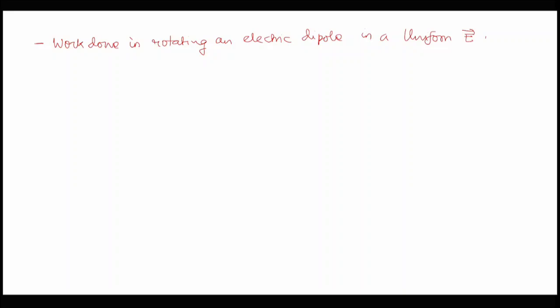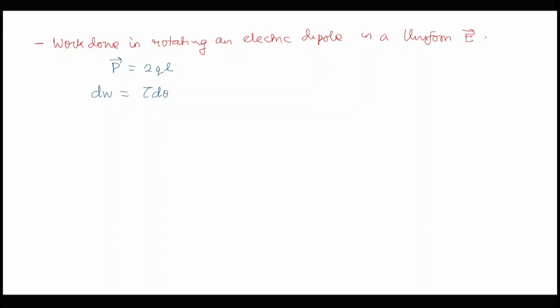If we consider a dipole with a dipole moment, that is P vector equal to 2QL, such that the value of charge is Q and the separation between the charges is 2L, which is rotated in a uniform electric field through an angle theta from its position of stable equilibrium, then the work done by the external agent in rotating the dipole further can be calculated in this way: the work done dW can be written as tau d theta.